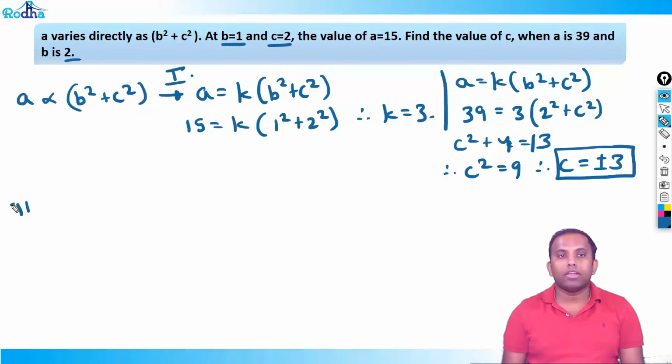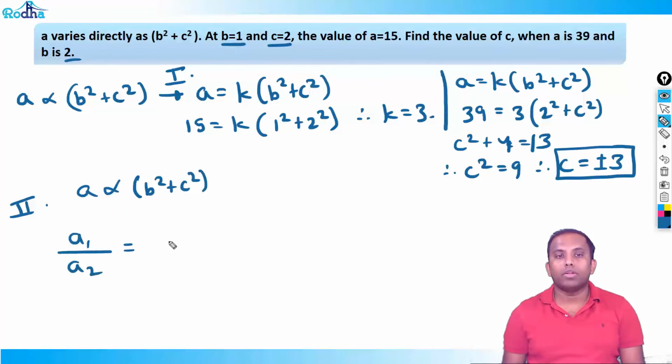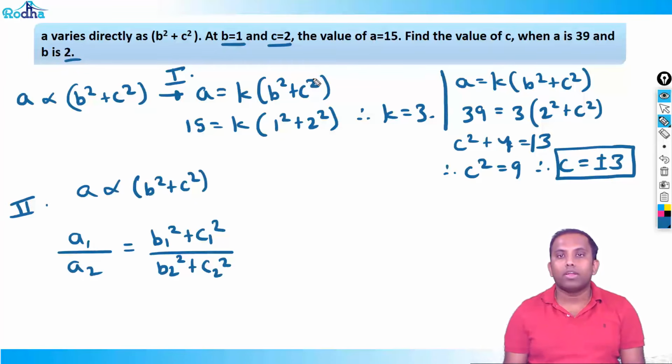By the second method also I can get it. Since a is directly proportional to b square plus c square, I can write the ratio as a1 by a2 is equal to b1 square plus c1 square upon b2 square plus c2 square. Now I need to calculate c in the second case. That means I need to calculate c2 here.